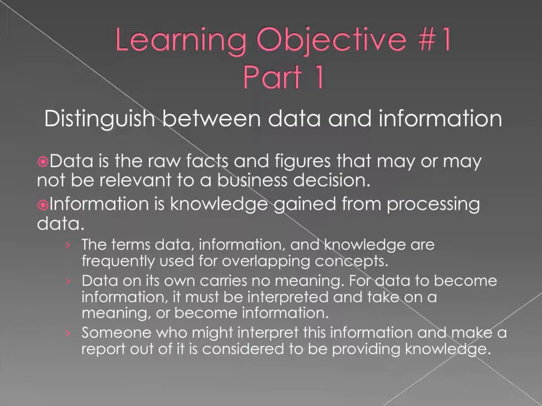Alright, so we are on part 1 of Learning Objective number 1, which is distinguish between data and information. Data is the raw facts and figures that may or may not be relevant to a business decision. And information is the knowledge gained from processing that data.